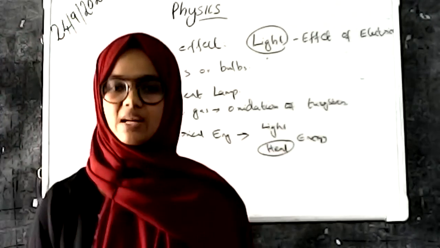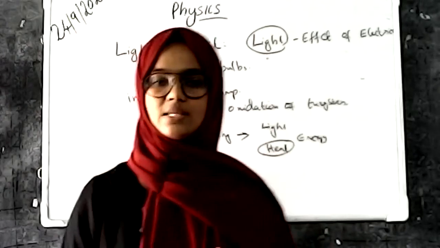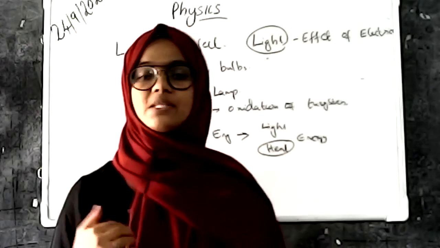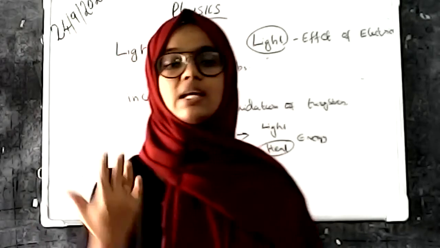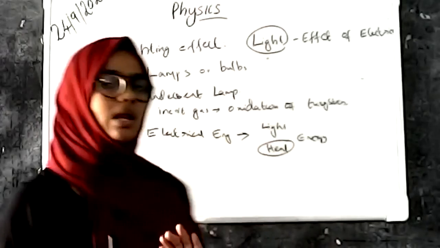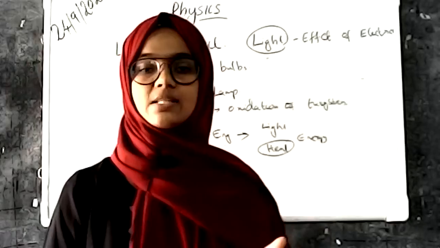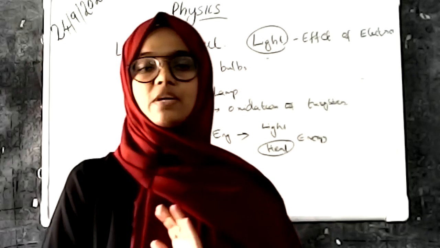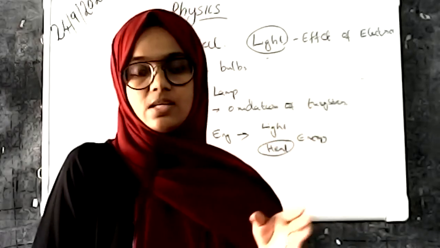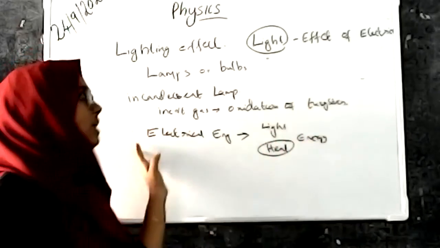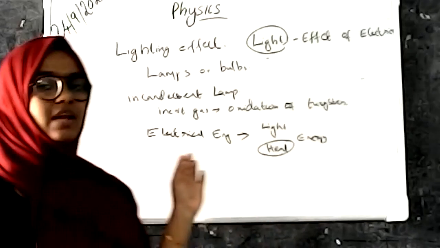And instead of the incandescent lamp, there are many other lamps we are using. One type is the discharge lamp. Discharge lamps are lamps that work on the basis of electricity. There are other lamps, halogen lamps, LED lamps, etc. All these lamps work on the basis of electricity. In all of these electrical devices, the lighting effect is shown. Electricity is converted to light energy in all lamps or bulbs, so these devices work on the basis of the lighting effect.